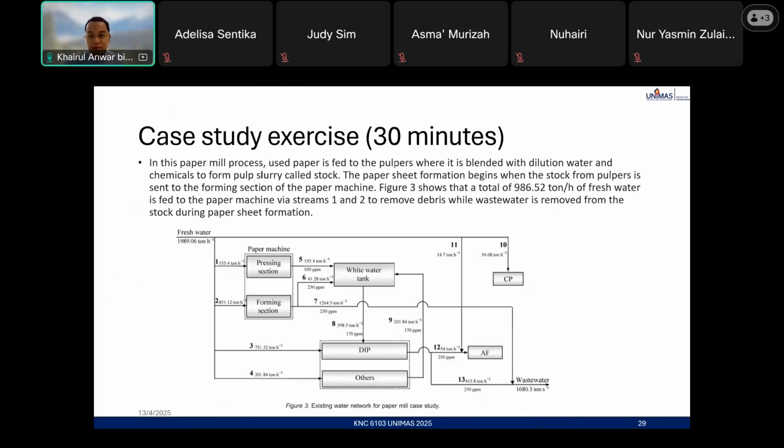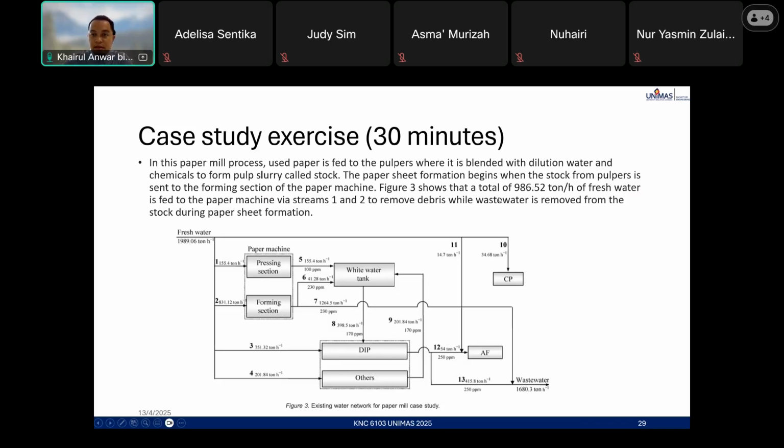When this paper main process, this paper is fed to the pulper, and it is blended with dilution water and chemicals to form upwelling and stock. The paper sheet formation begins when the stock, as we said, the composition of the formation.